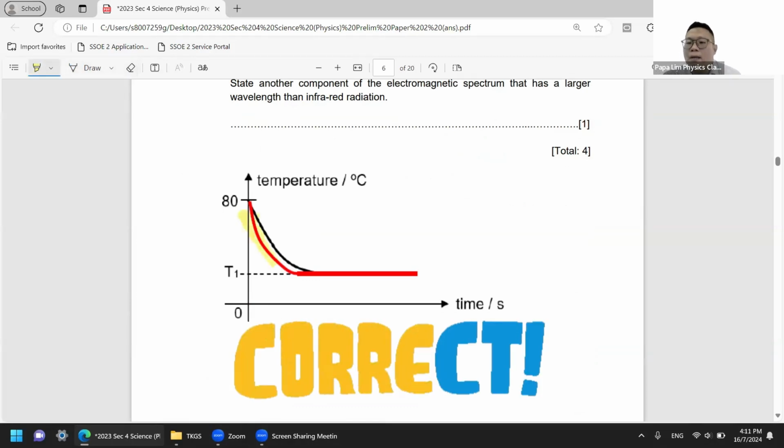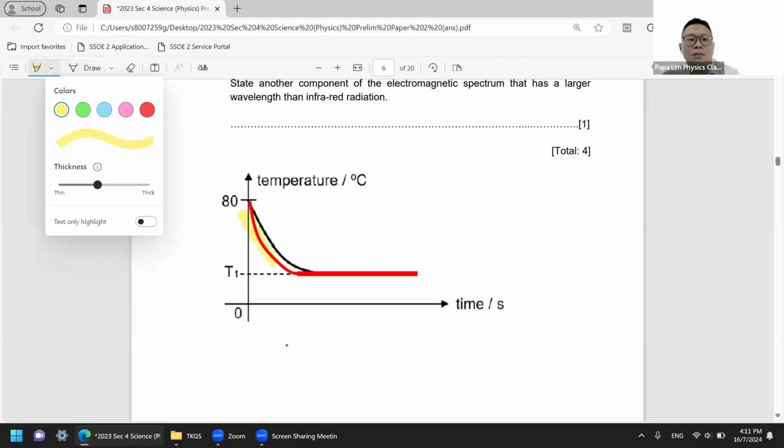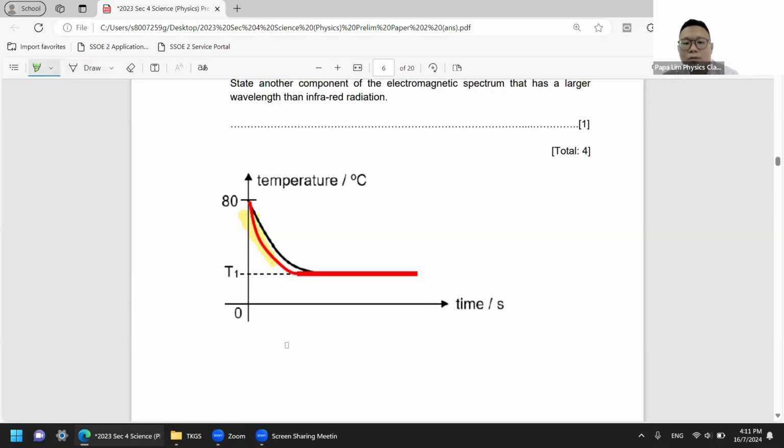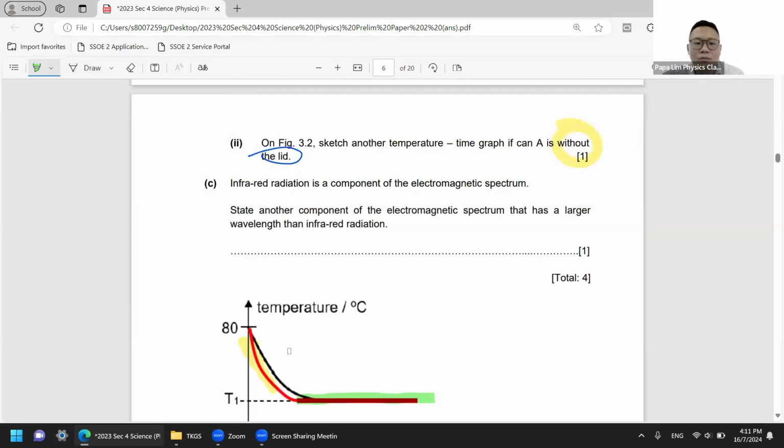It's actually shorter. But eventually, because they are in the same environment, they will still hit the same T1, which is what we call the room temperature. So without the lid, the heat loss will be faster, which is denoted by the first section, the yellow highlighted one. Eventually it will hit T1 again, but it will hit T1 earlier. And it will remain at T1 for the rest of the whole journey because Chem A reaches thermal equilibrium. Okay, so just take note of the graphing.